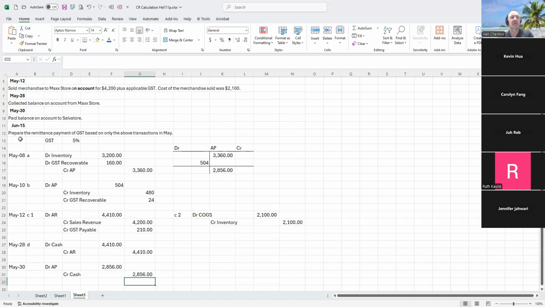So what's the last thing that's left? Prepare the remittance for the payments of GST. So what do we have to do? We have to see where we are on those GST. So first, GST payable. How much do we have to pay? 210. GST recoverable.